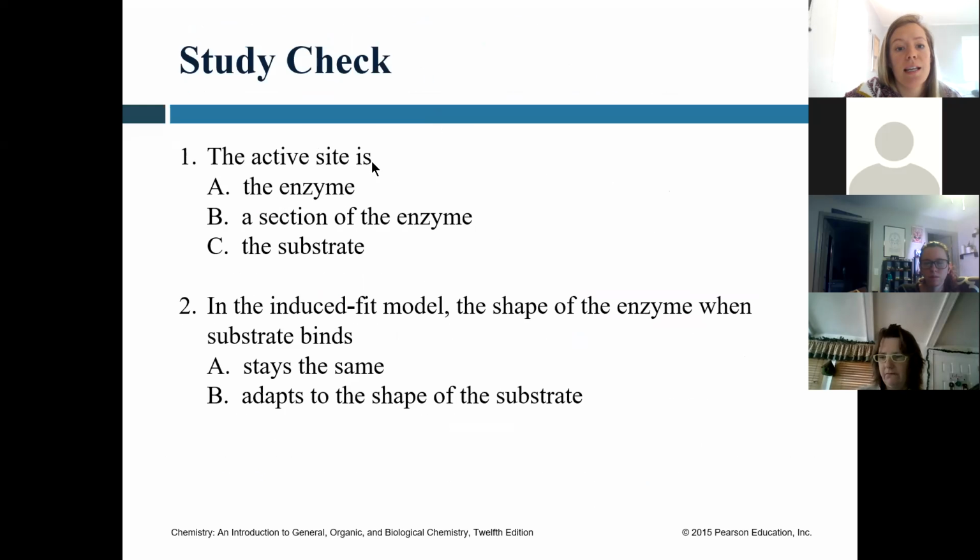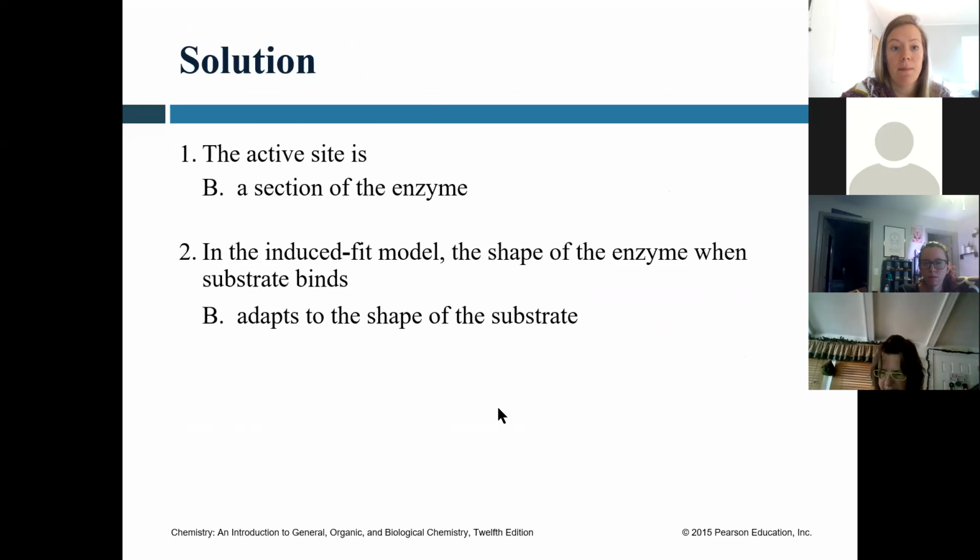So the activation site is A, the enzyme, B, a section on the enzyme, C, the substrate. The activation site is B, a section along the enzyme. In the induced fit model, the shape of the enzyme when substrate binds, B, adapts to fit the shape of the substrate. We're going to keep that pretty simple.